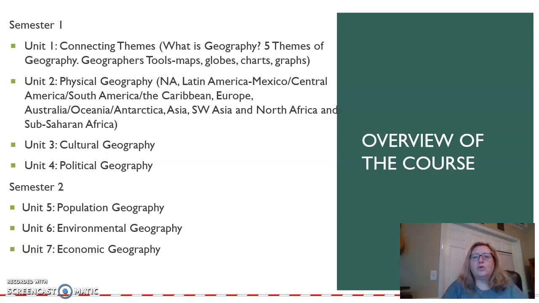Then we'll go into culture. How are we different all around the world? How are we the same all around the world? We'll do cultural geography and then political geography, and that will take us all the way through December to the winter break. You can see down there, semester 2 is outlined as well.